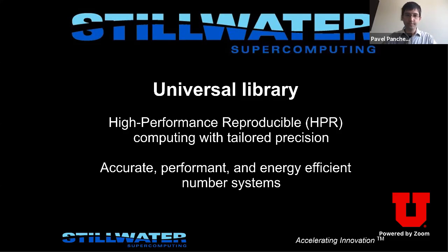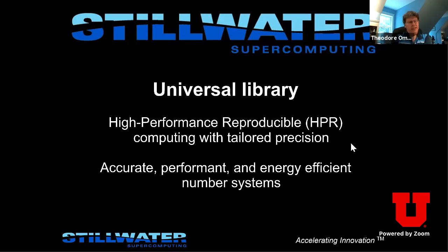All right. So for the next 10 minutes, I'm going to talk about the Universal Library. It's an effort to build a collection of number systems that will allow us to do some research in multi-precision algorithmic research. So we are looking for number systems and tailoring them to the application. That's really the goal.